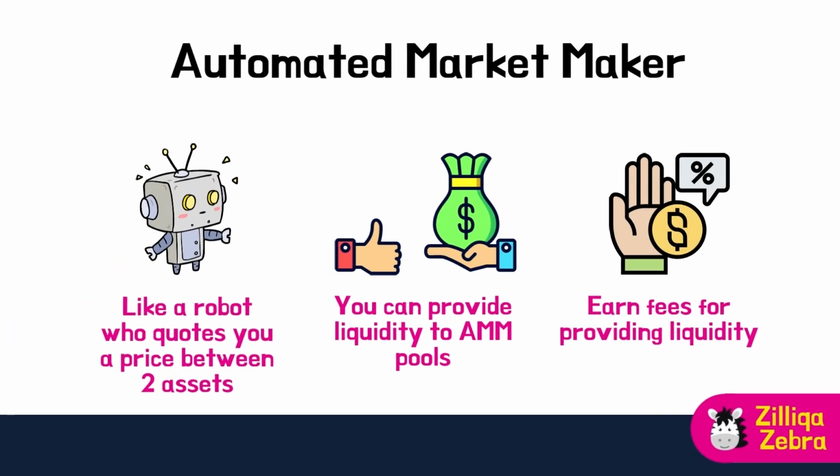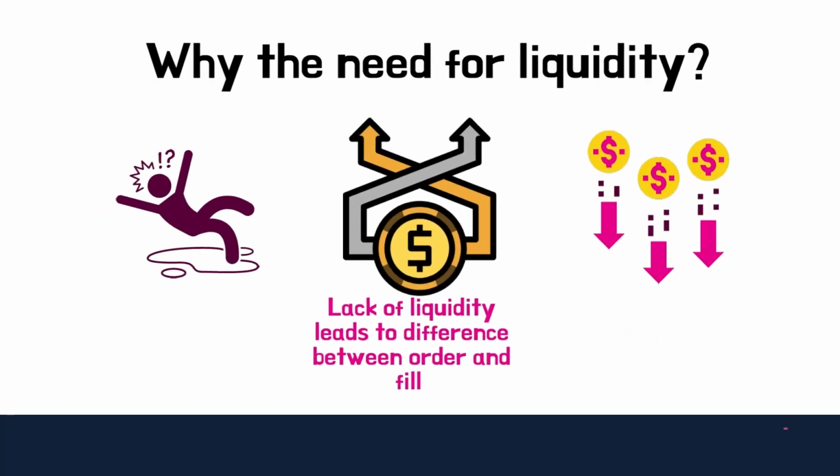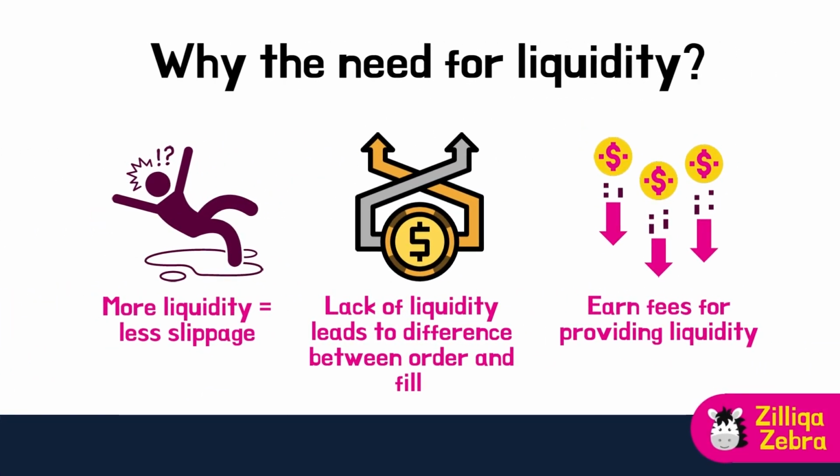You can think of an automated market maker as an engine that's always willing to quote you a price between two assets. In Zilliqa, you can consider gZIL swap as your AMM. Not only can you trade easily using an AMM, but you can also provide liquidity to the liquidity pool. This basically allows anyone to become a market maker on an exchange and earn fees for providing liquidity to the pool. So why is attracting liquidity important?